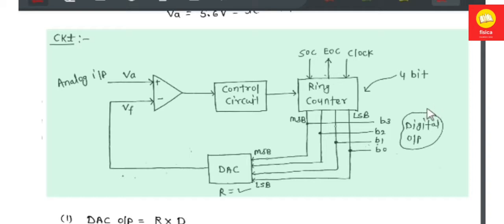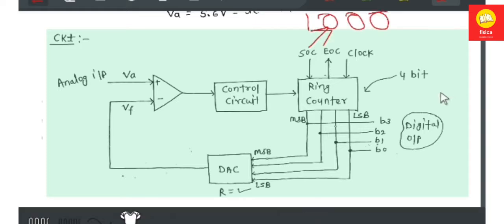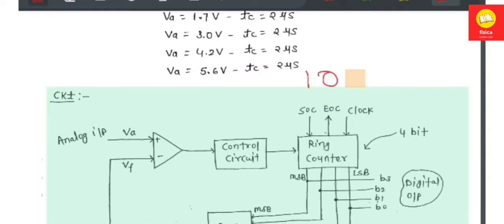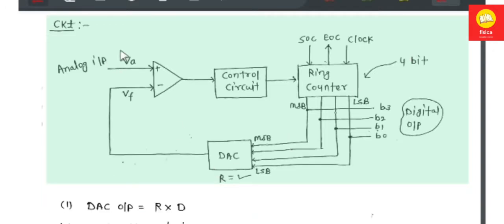But here the ring counter starts with 1, 0, 0, 0. And then all the changes will happen according to the operation or input voltages. So in the first pulse, initially, as there is nothing, here will be 1 and the signal will come through this, and the ring counter gives 1, 0, 0, 0. And the 1, 0, 0, 0 will come through here and convert into analog, and the equivalent analog voltage is 8 volt.